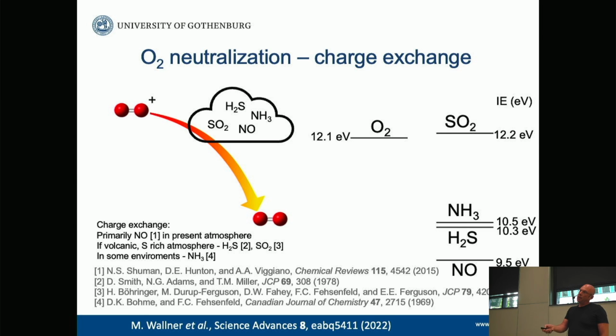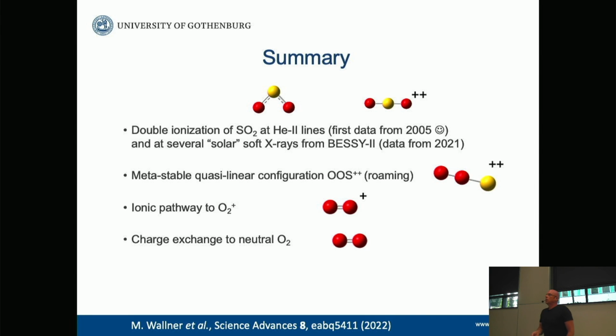And we think that primarily it could be NO in the present atmosphere, but there are also other systems which could contribute to this sort of charge exchange there. So this is basically the story I wanted to go through here this afternoon: how, by going through double ionization, one possibly could get to neutral oxygen molecules.